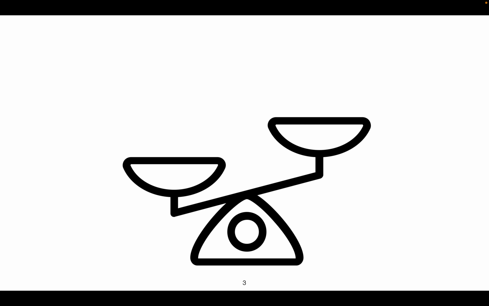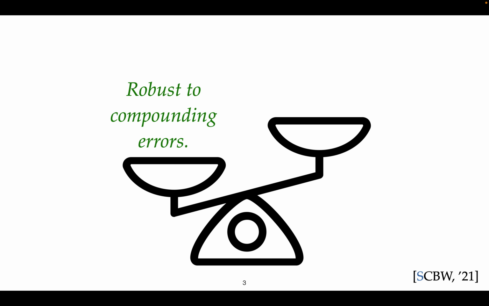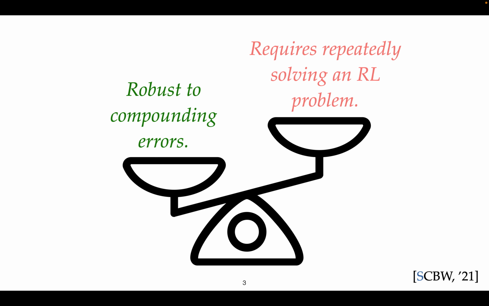So when we think about inverse reinforcement learning, there's both pros and cons. On the pro side, IRL approaches are robust to compounding errors, in contrast to purely offline approaches like behavior cloning. However, they require repeatedly solving a hard reinforcement learning problem in their inner loop. And if you think about it for a second, this is a bit odd. We've reduced the easier problem of imitation to repeatedly solving the harder problem of reinforcement learning. Our key question in this work was how we can try and speed up this RL subroutine.